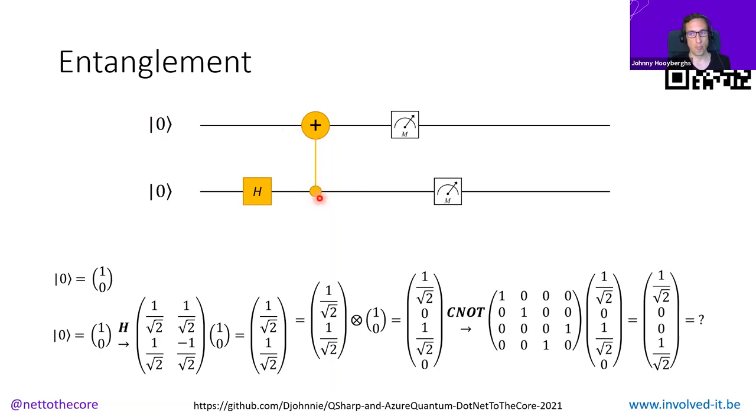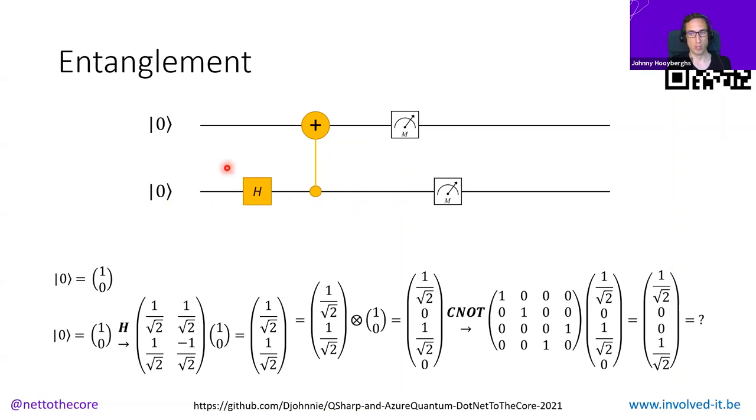But the bottom part of that 2-qubit gate is a control part. And that control part is actually kind of an if statement. It basically says, if the bottom qubit is 1, then I will flip the top qubit. But if the bottom qubit is 0, I will not touch the top qubit. So the top qubit will remain 0 if the bottom one is 0, and the top qubit will become 1 if the bottom qubit is 1.